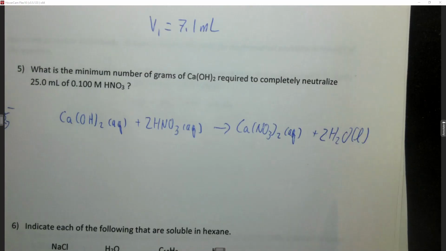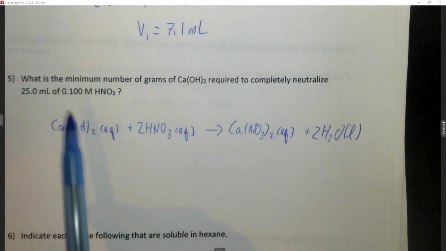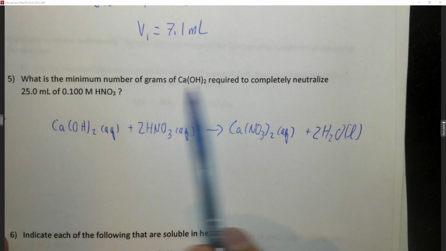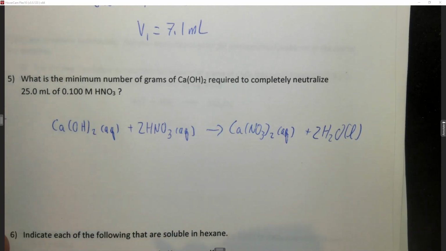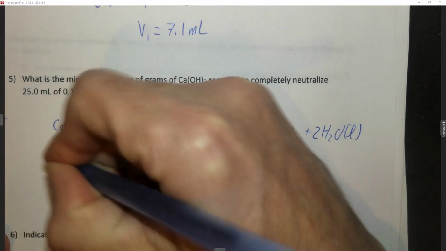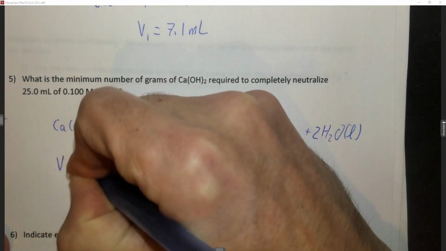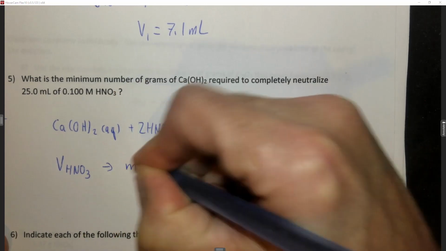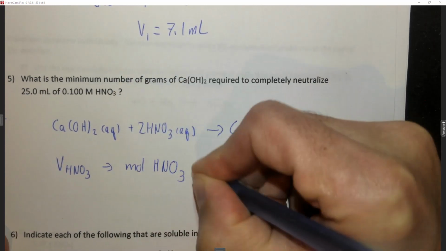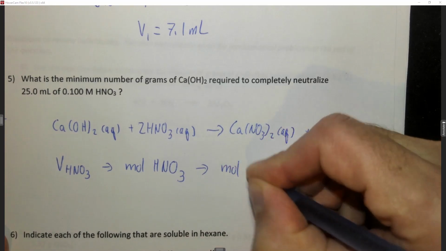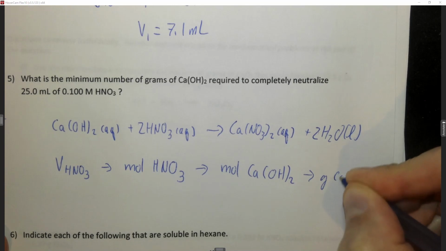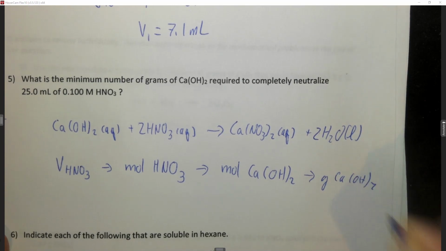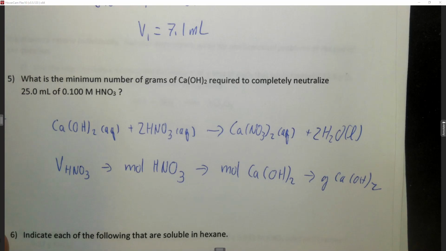Now it's not so different from previous questions that we've done. So let's reread it. It says, what is the minimum number of grams of calcium hydroxide required to completely neutralize 25 milliliters of 0.1 molar HNO3? So in this case, we want to go from volume of HNO3 to moles of HNO3. Then we can go to moles of Ca(OH)2, and then finally to grams of Ca(OH)2. Okay, so that is basically our goal.